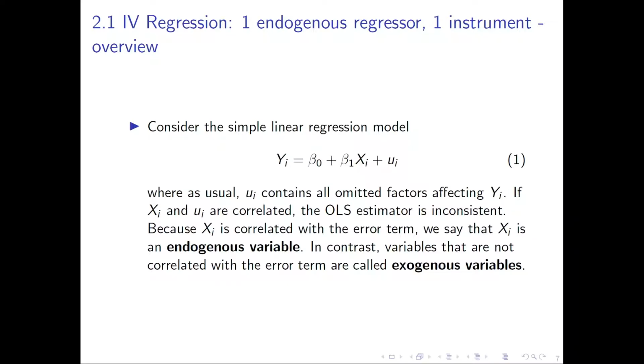In this section, we talk about instrumental variable regression with one endogenous regressor and one instrument. So let's go back to our simple linear regression model, which you are quite familiar with. You have the dependent variable and one independent variable, and you have the intercept and the slope, and of course the population error term.